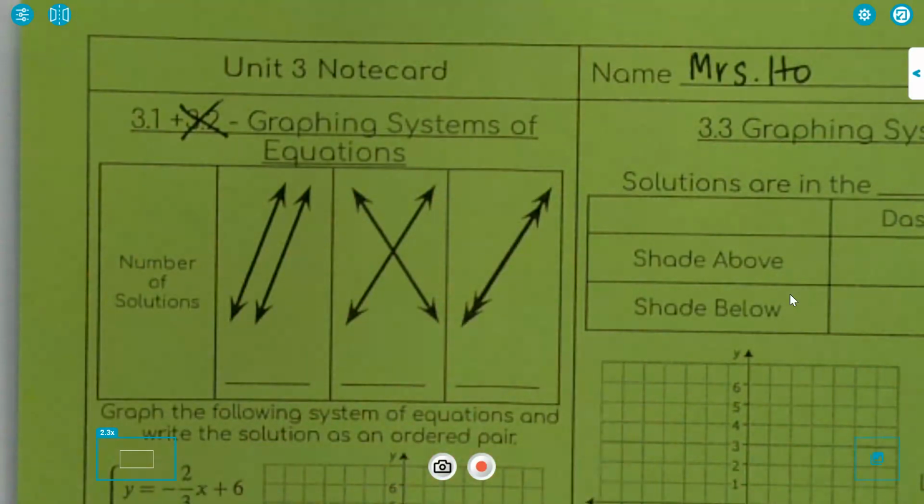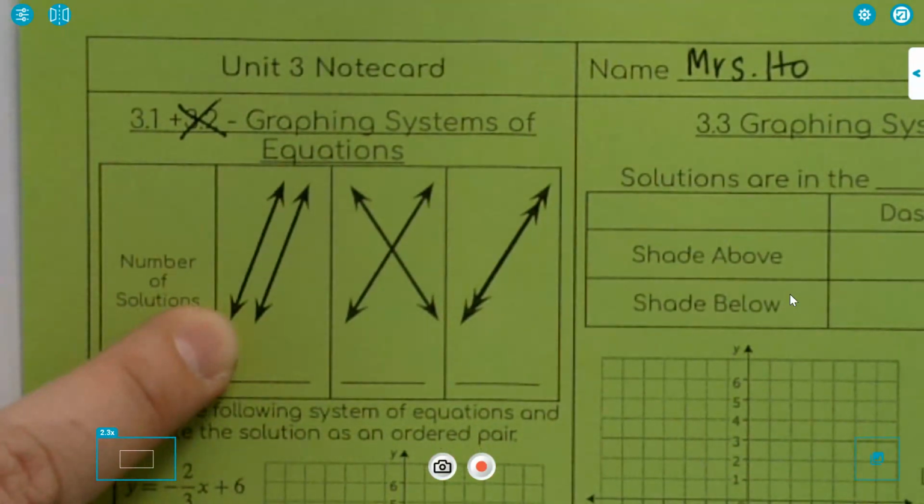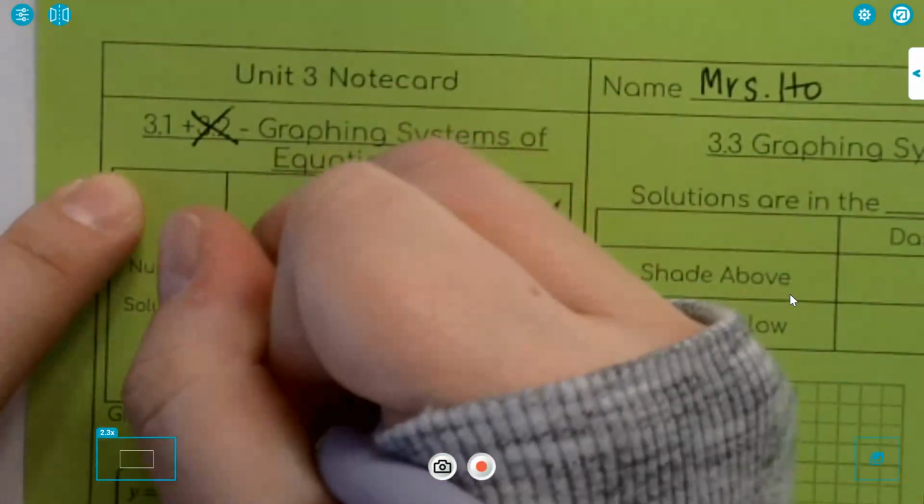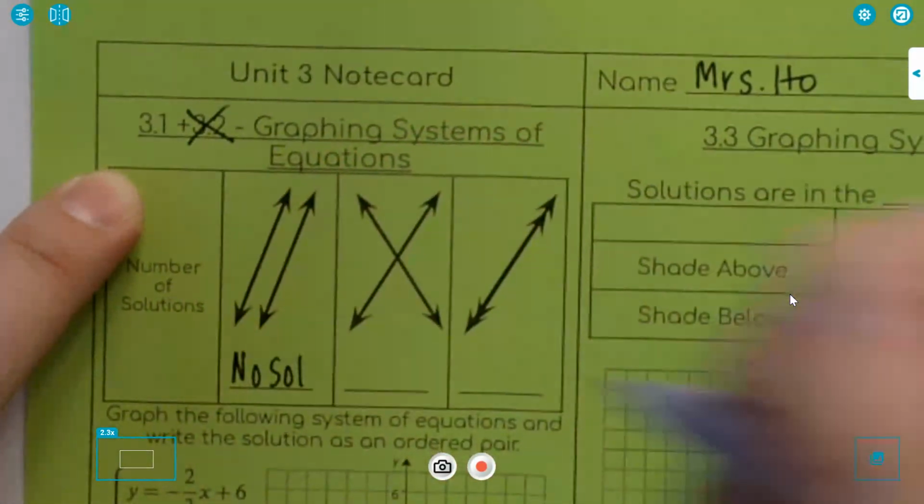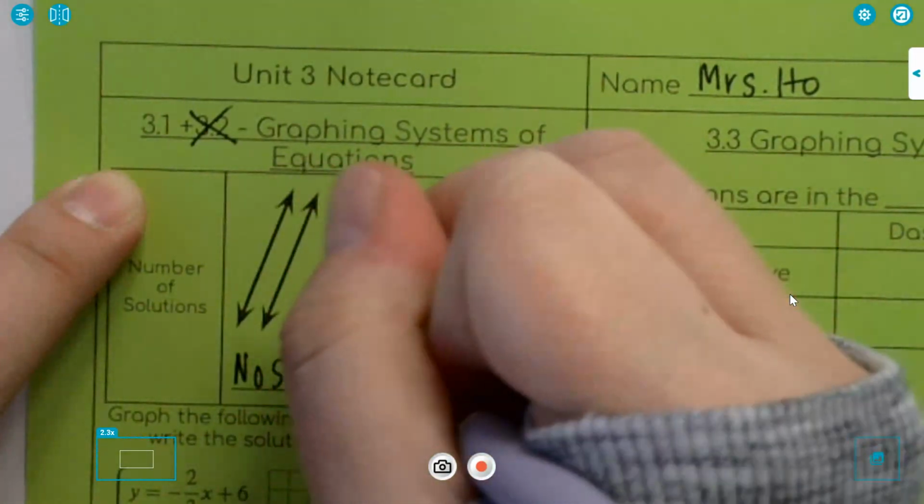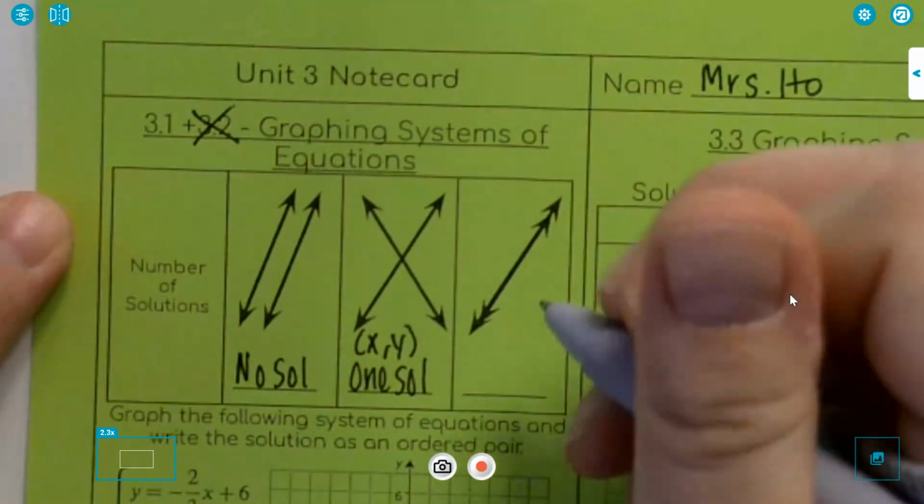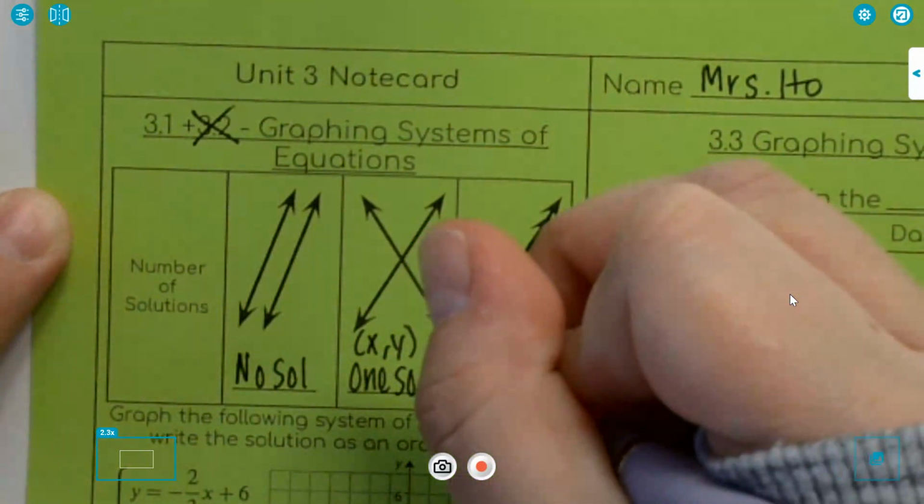We've got 3 little examples here. Number of solutions. How many solutions does this guy have? None. So it's no solutions. This is 1 solution. Remember, if it's 1 solution, though, you got to write what the solution is. And then if it's the same line on top of itself, it's infinite solutions.